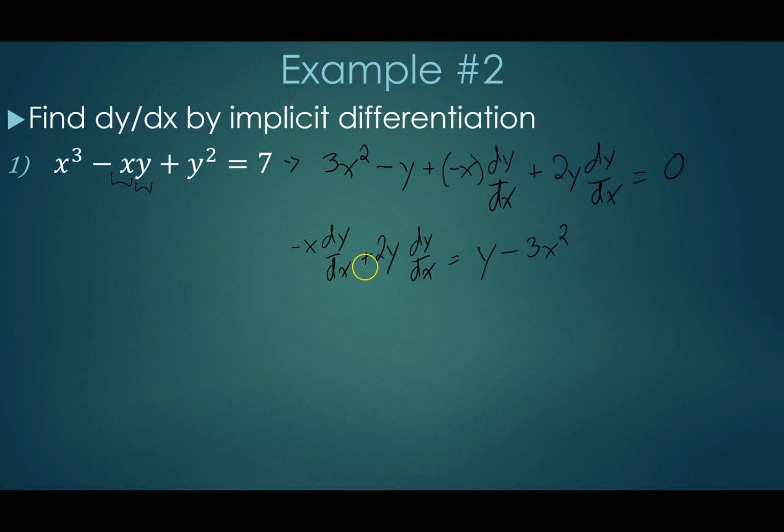Now, I have to get rid of negative x and 2y, so what I want to do is factor out the dy/dx, because that's what they have in common, leaving negative x plus 2y. Because now that I've factored out the dy/dx, I have this as a single term, I can just divide both sides by this expression, negative x plus 2y, and I'll have solved for dy/dx. So dy/dx equals y minus 3x squared all over negative x plus 2y.